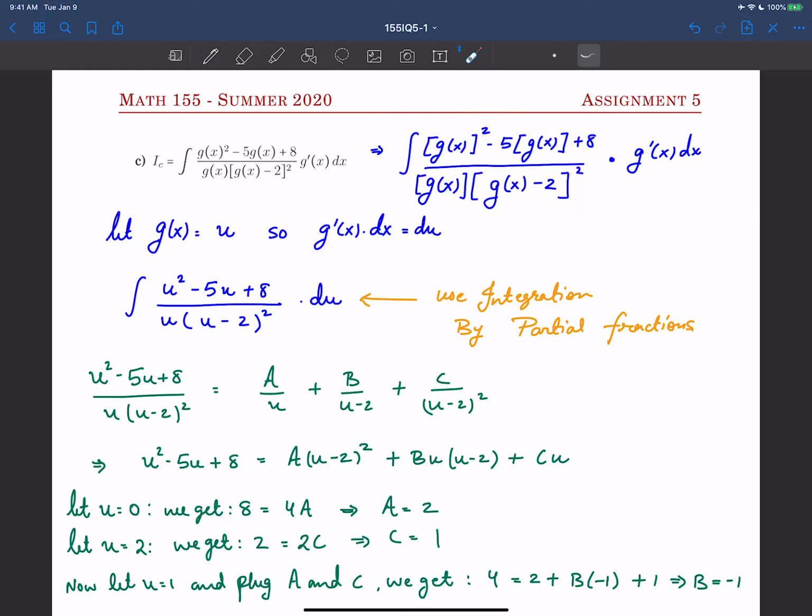When you see that, you isolate this expression. So all of this, whatever's in that thing, just becomes du. And this expression could be simplified to just that thing, where g of x is now replaced by u. So you have a u squared on top because you have g(x) squared, minus 5u plus 8 now. At the bottom you have a u times (u minus 2) whole squared, times du.